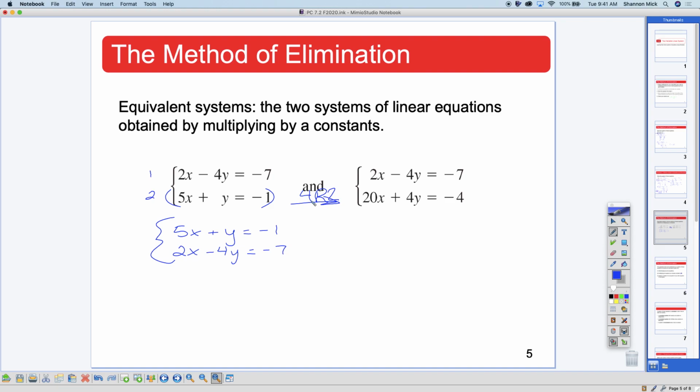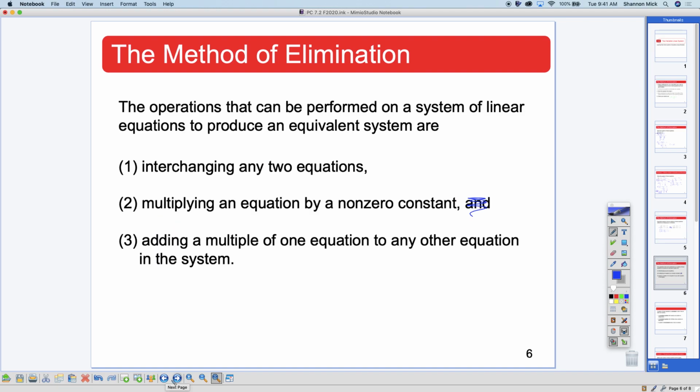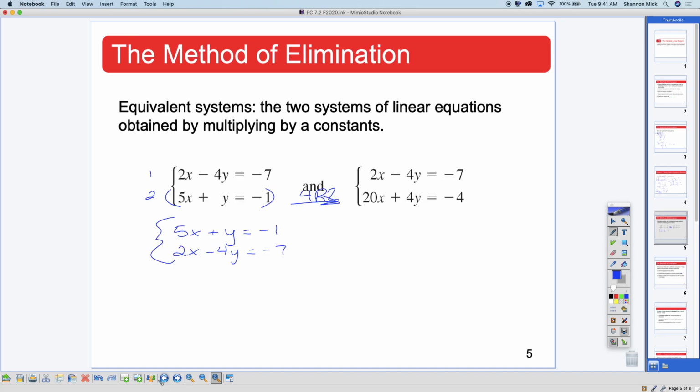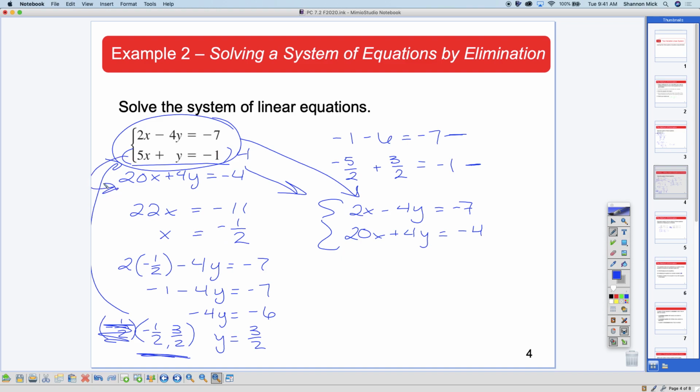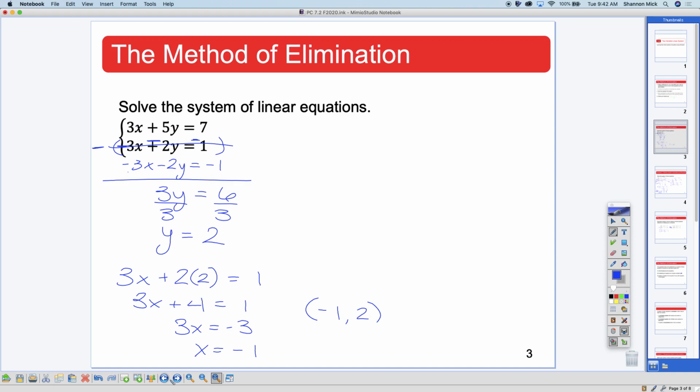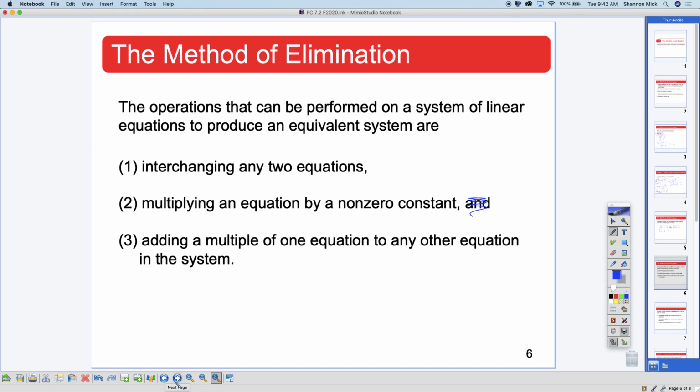Okay? The next one is adding a multiple of one equation to another equation in the system. So when we were solving this equation, we multiplied by 4, and then we combined or added. I like the word combined, not add. I would rather put combine because all we're doing is combining the numbers that we have there together.